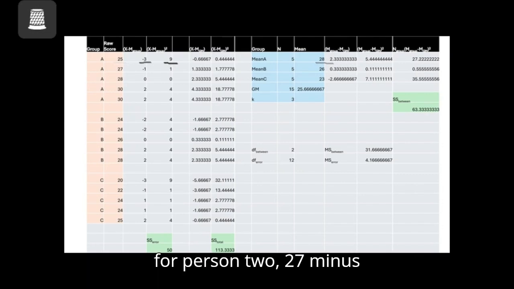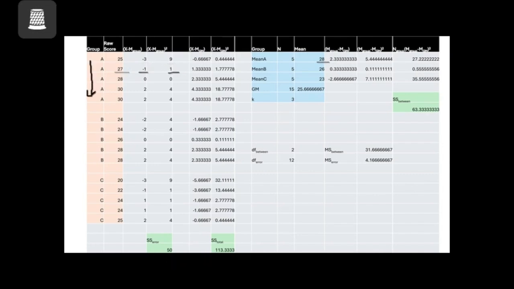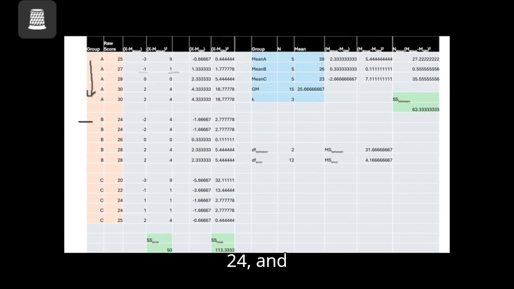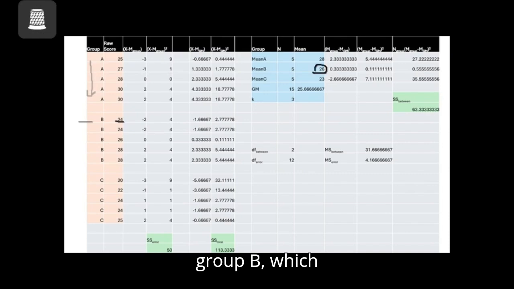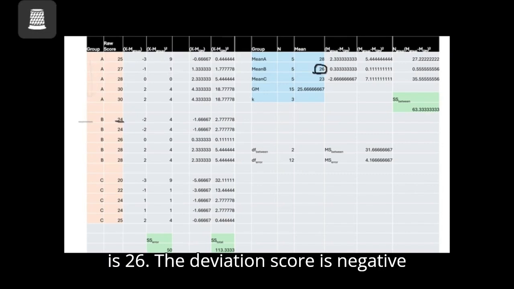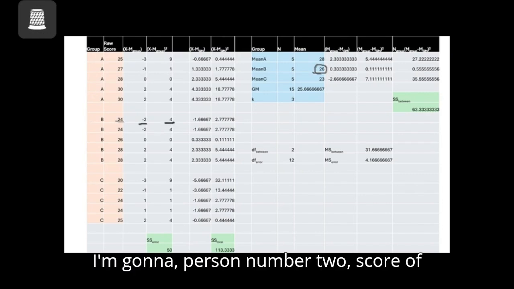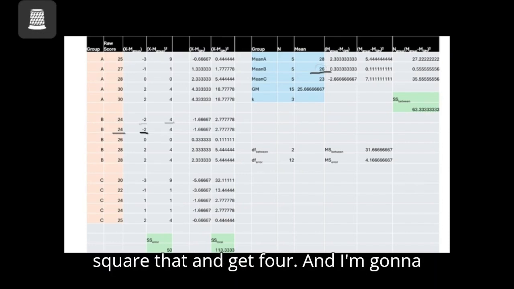Same thing for person 2. 27 minus 28 is negative 1. I square that, and I get a squared deviation of 1. I do that for each of the scores in group A. Now I'm going to jump down to the first person in group B. I have a score of 24, and subtract that now from the group mean for group B, which is 26. The deviation score is negative 2, and I square that to get 4. Person number 2, score of 24, subtract that from the mean for the group of 26, get a deviation of negative 2, square that, and get 4.